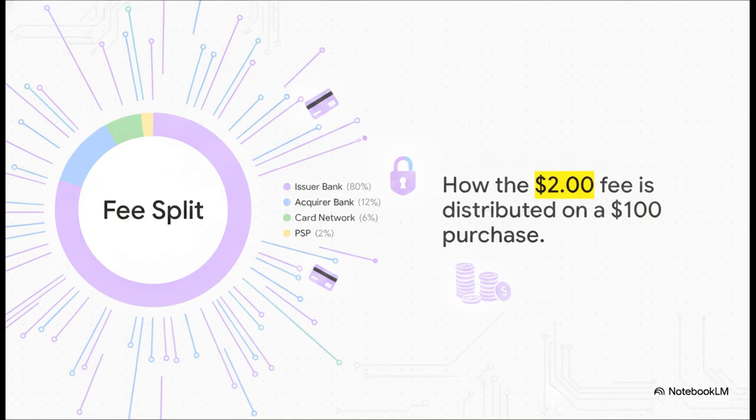It's kind of surprising, but why do they get so much? Well, because the issuer absorbs the primary financial risk of fraud or non-payment. Plus, this interchange fee is exactly what funds those incredibly lucrative credit card rewards and air miles you love to collect.